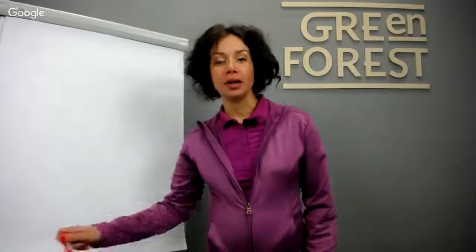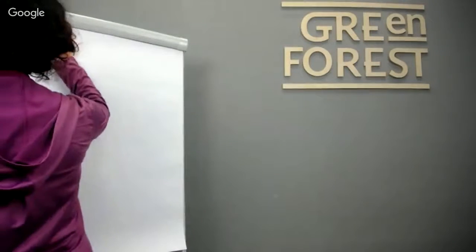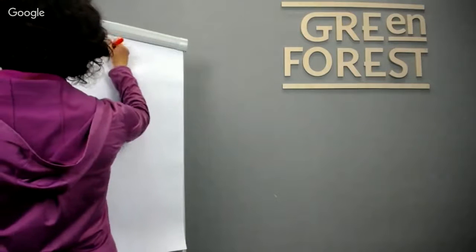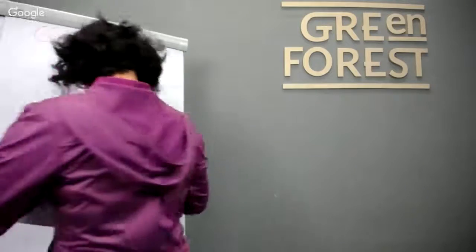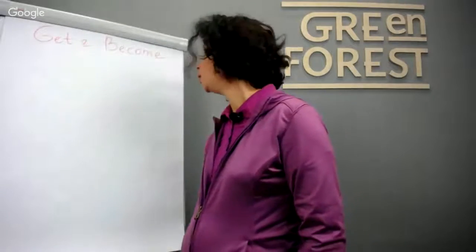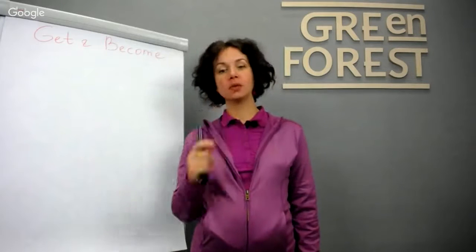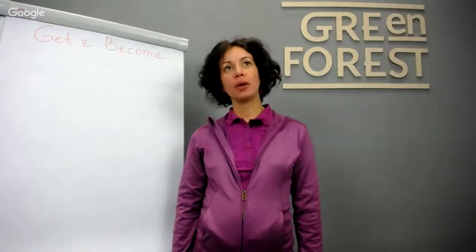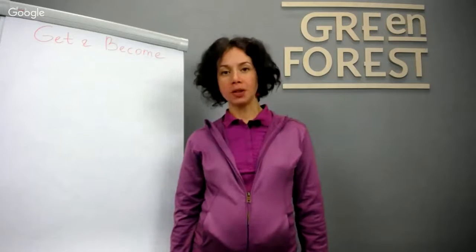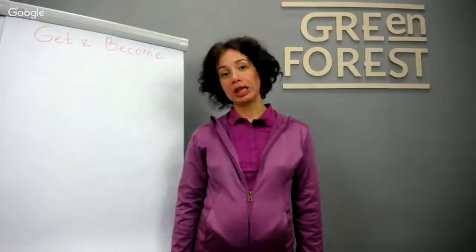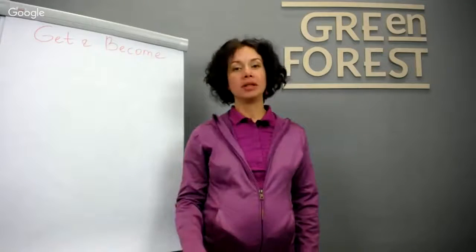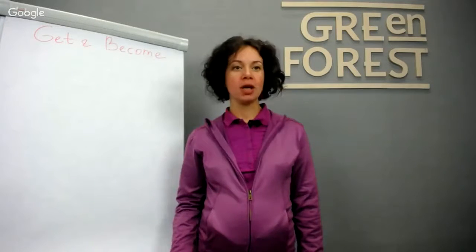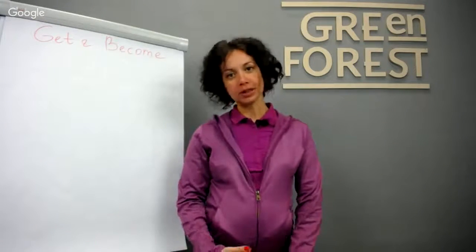So the topic of our webinar is get and become. The difference between them. The first thing you need to know is that both of them belong to such a type of verbs as process verbs. These are verbs that show changes, and this is the main idea of these two verbs. What they have in common is that both of them can show changes which the person or the object experiences.